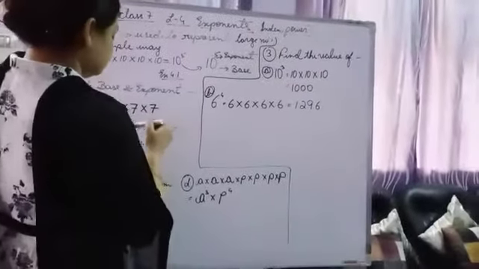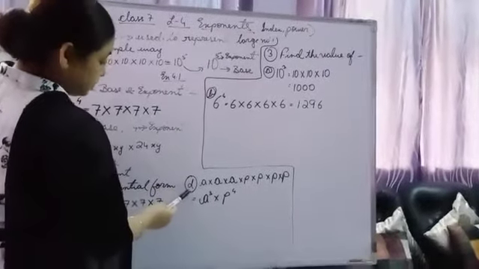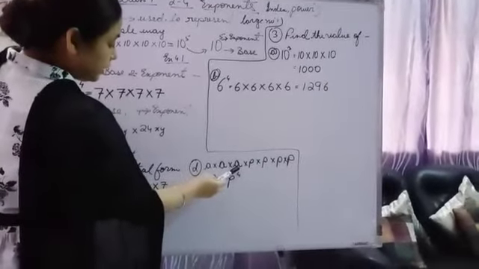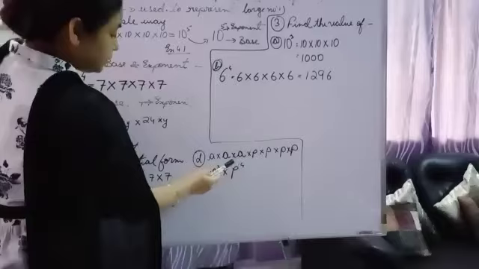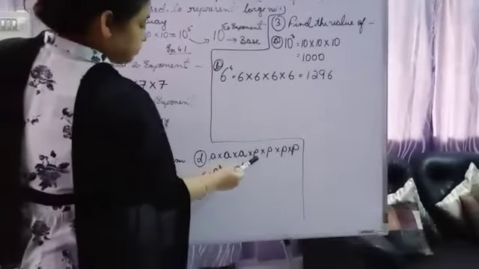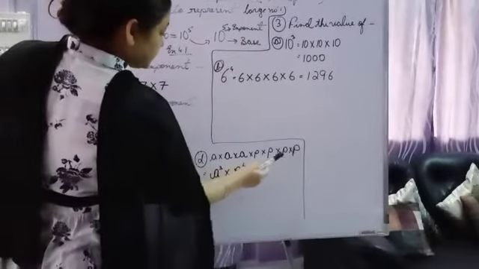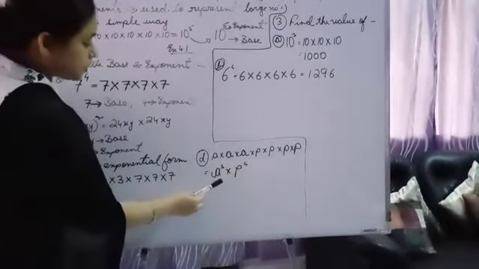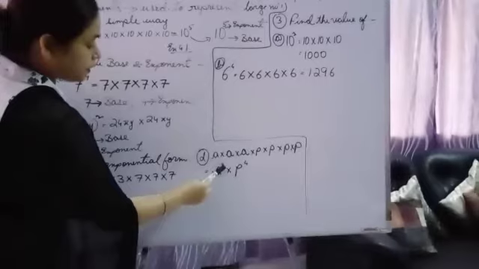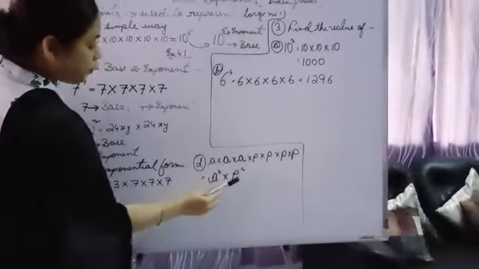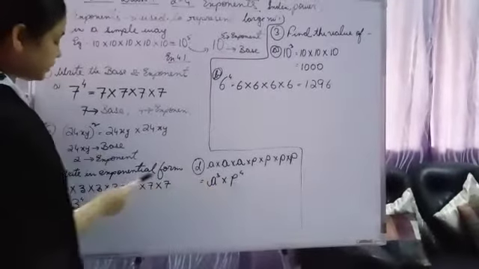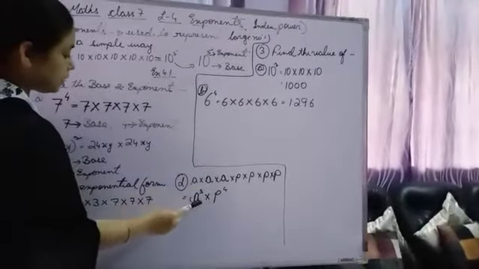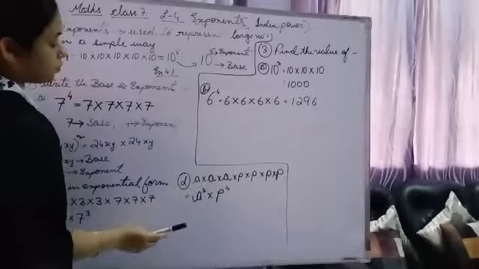Next, let us come to number D. Now here A into A into A. So we have here how many times A? 3 times. And P into P into P into P. So how many times we have P here? 1, 2, 3, 4. So the exponential form will be A to the power 3 into P to the power 4. So this is the way of writing in the exponential form. You just count how many times it is appearing and you just write the base and the exponent.